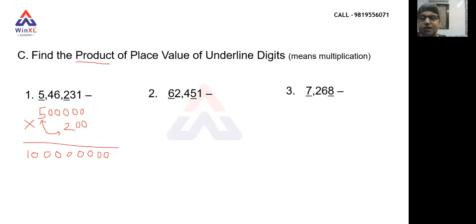Now you have to solve. I will be waiting for you. Write down the place values of these two digits and then multiply them.